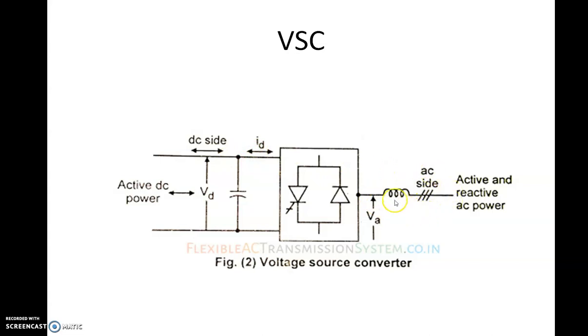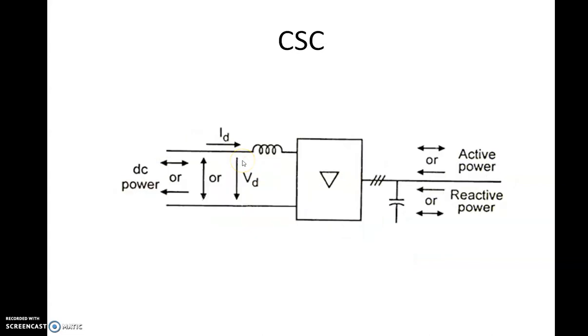Whereas on AC side, we have the large inductor to control the large currents. This capacitor on the DC side maintains the voltage at this point constant. So this is the speciality of the voltage source converter. In contrast, we have a current source converter. In a current source converter, on the DC side, we have a large inductor and the current polarity remains constant always.